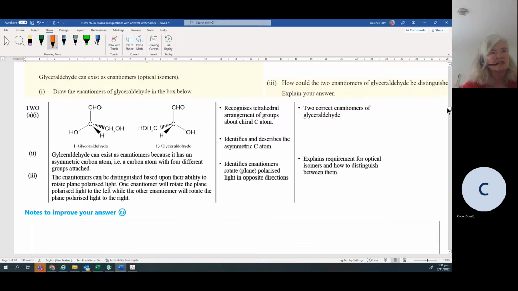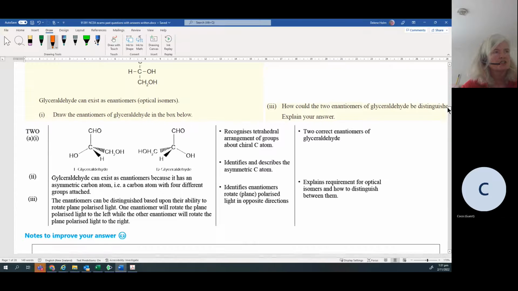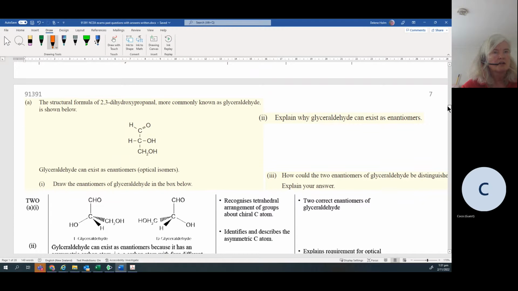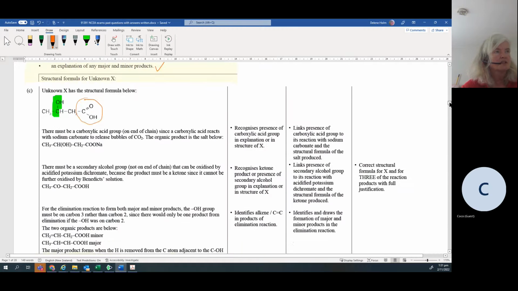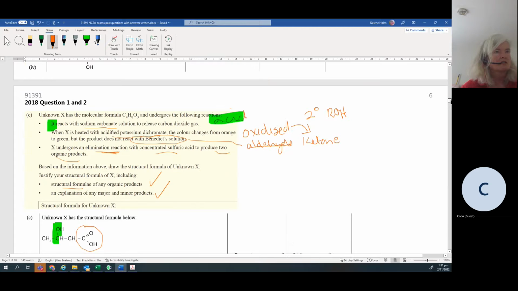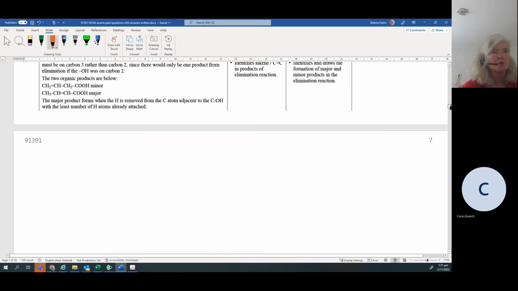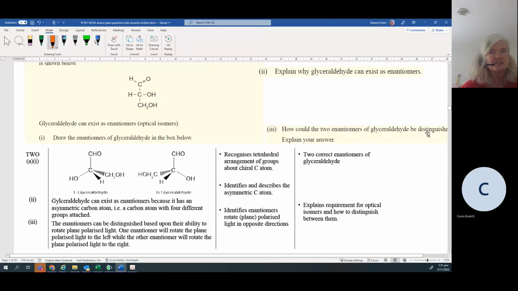Okay, sorry, this is all under enantiomers. This should have actually come under enantiomers. Oh, I need to reorganize this. This should have been under enantiomers.